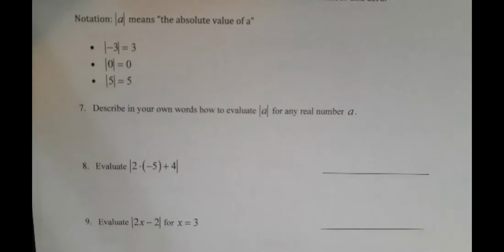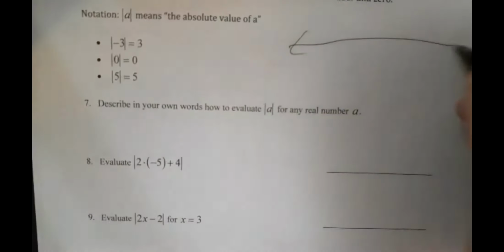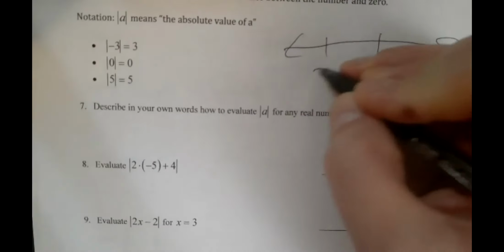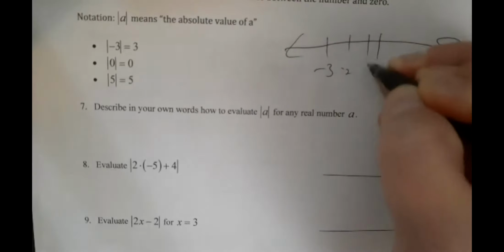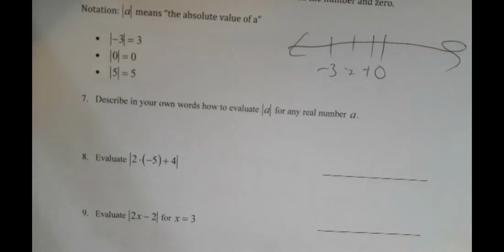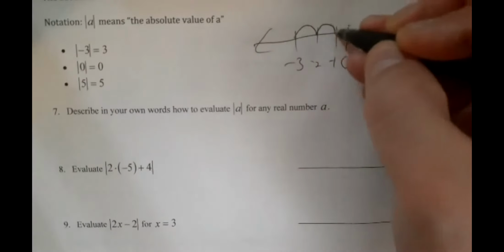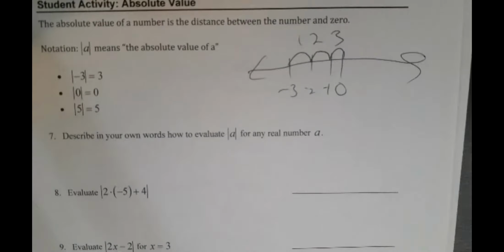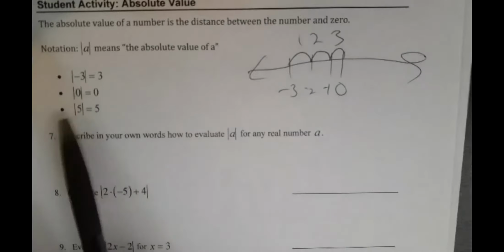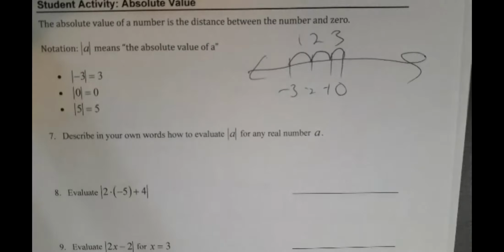So if it's a minus three, minus three is three away from zero. We're counting one, two, three. And this is what they mean. It is three away from zero. The distance there is three. So distance is always positive is another way to think about it. So if it's a minus three, it's three. If it's zero, it's zero. And positive five remains positive five.